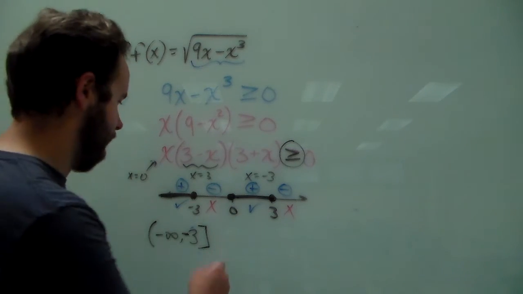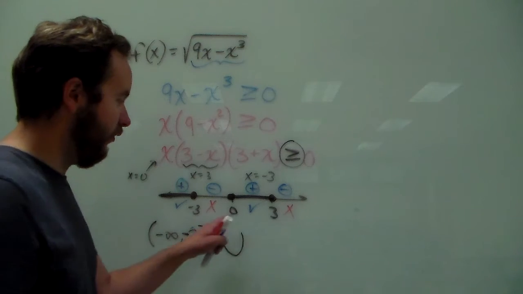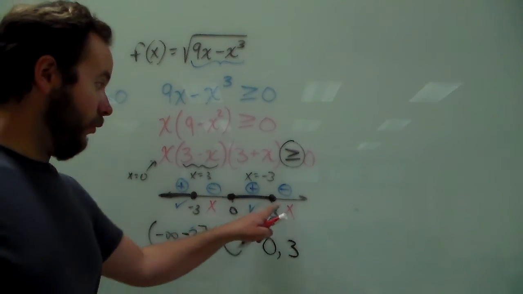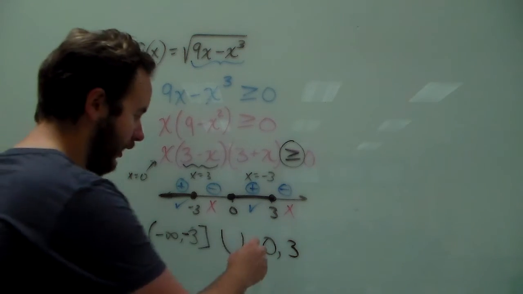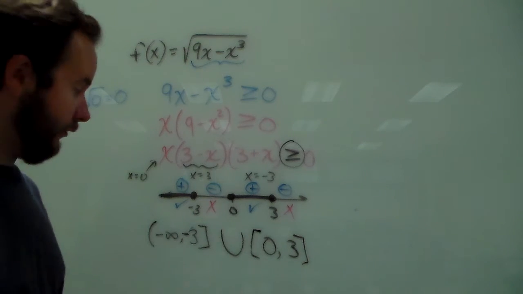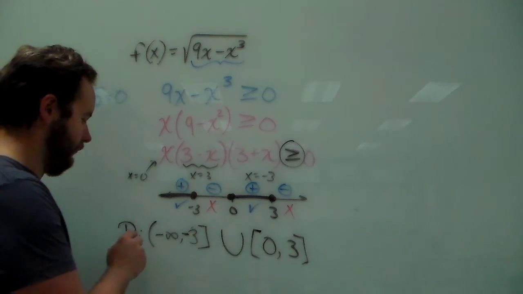Now we're going to join that with the interval from 0 to 3. So we'll put 0 to 3. But again, we're going to include 0 and 3. We're going to put brackets on those numbers because we want to include those in our domain. They are allowed to be plugged into our domain. So this is our domain.